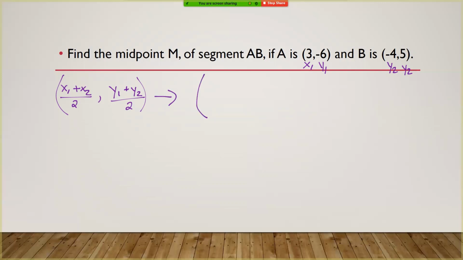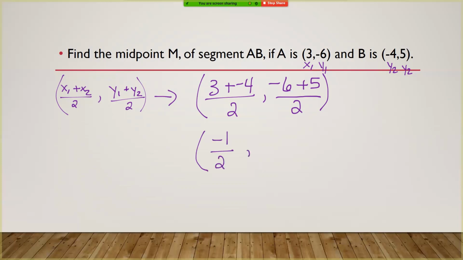So I need x1 plus x2. So 3 plus -4 divided by 2. The 2's in the formula, so it just stays right there for now. For my y's, I'm going to take -6 plus 5, again divided by 2. So 3 plus -4, I'm going to simplify the first fraction. 3 plus -4 is -1, still divided by 2. For our second fraction, -6 plus 5 is -1, still divided by 2.